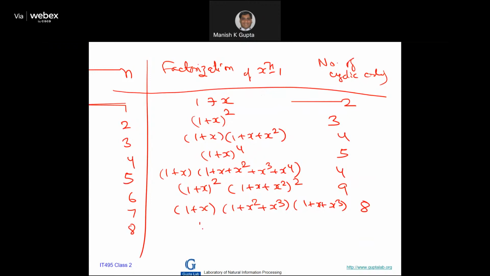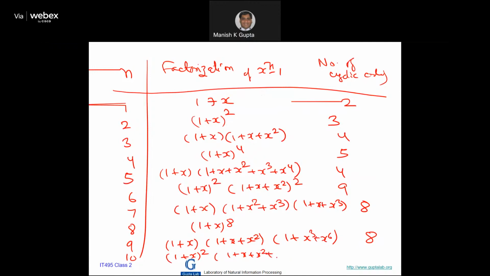N is equal to 8. 1 plus x whole raised to power 8. N equal to 9. 1 plus x, 1 plus x square, 1 plus x cube plus x raised to power 6. This is 8. N equal to 10. 1 plus x whole square, 1 plus x square plus x cube plus x raised to power 4 whole square. This is just a summary up to length 9.